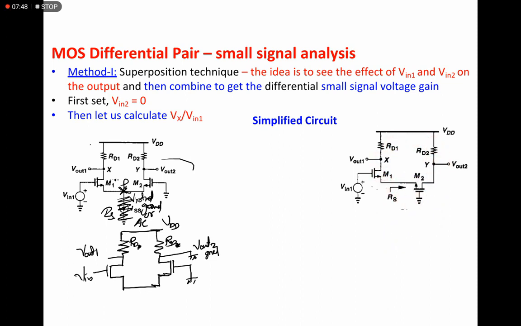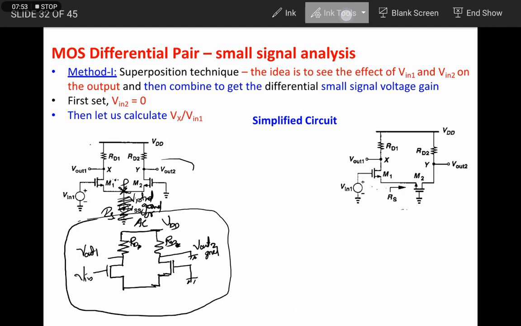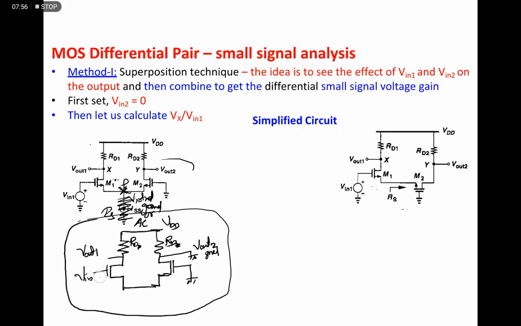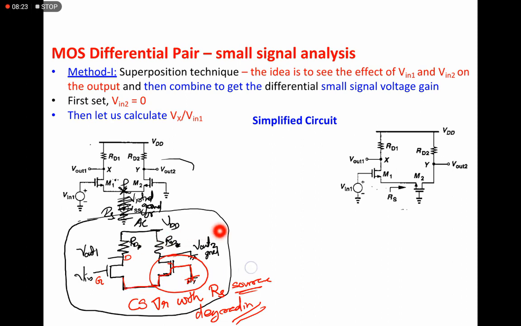When we look into this one, we can see that it is a circuit where input is connected to the gate, output is taken from the drain, and the source is connected to ground in some way. It acts as a common source amplifier with some RS in the source, some degradation in the source. Or the circuit we can modify like this, and this will be the degradation we are observing.